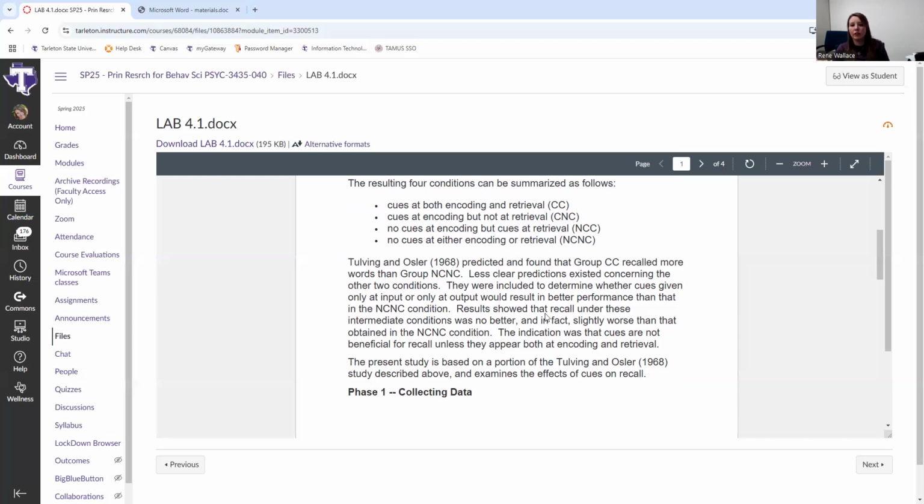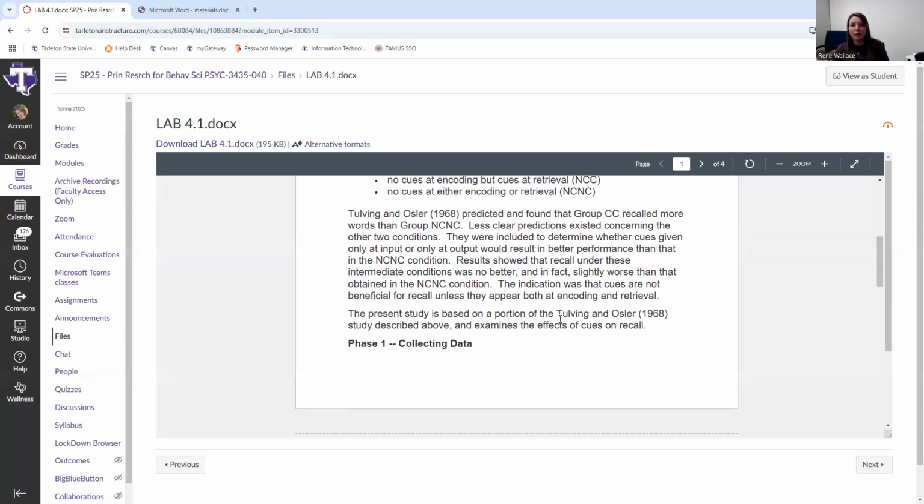So results showed that recall under these immediate conditions was no better and in fact slightly worse than this condition. So maybe if you have cues at encoding and retrieval, it's more helpful than no cues. But if you throw them in the middle, at the beginning or at the end, it just makes it worse and confuses people, and so they don't do as well. At least that's what they found.